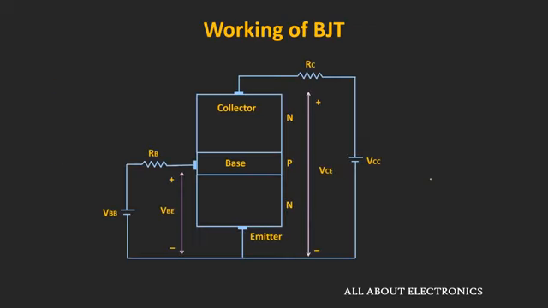Alright, so now let's understand the working of the BJT whenever it is operated in the active region. And here we will take the example of the NPN transistor. Now before we understand the working, let me just clear the notations which are used for the supply voltages.